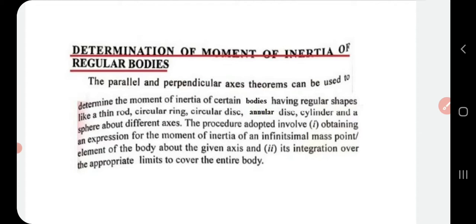So in each of these cases, first we find the moment of inertia of a very small element of the body given. Once that moment of inertia is calculated, we will integrate that over the appropriate limits to determine the moment of inertia of the whole body. That is the step that we are following in each of these cases.